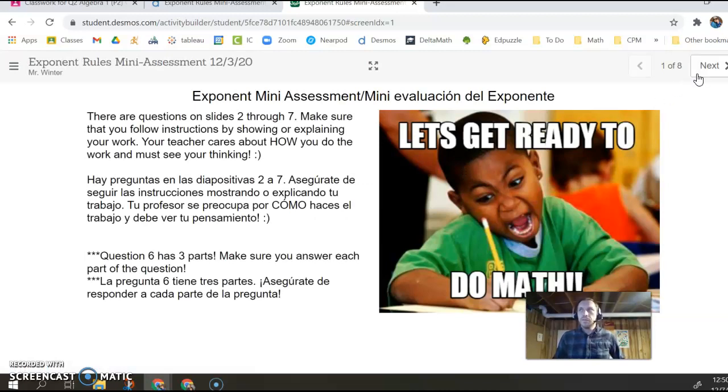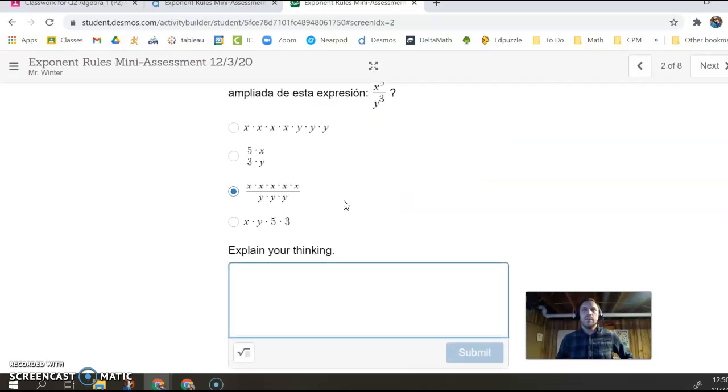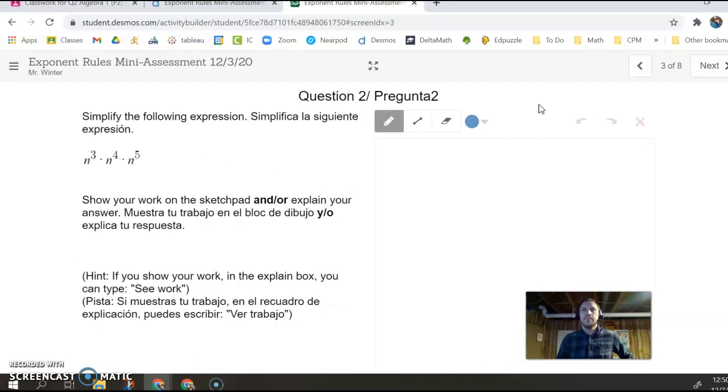So let's get ready to do some math. All right, this first problem, remember, we are just expanding x to the 5th in the numerator, which is on top, and y to the 3rd in the denominator, that's on the bottom. So it needs to be a fraction. So you look here, we have x times x times x times x times x. That's expanded form of x to the 5th. And y times y times y, that's the expanded form of y to the 3rd.